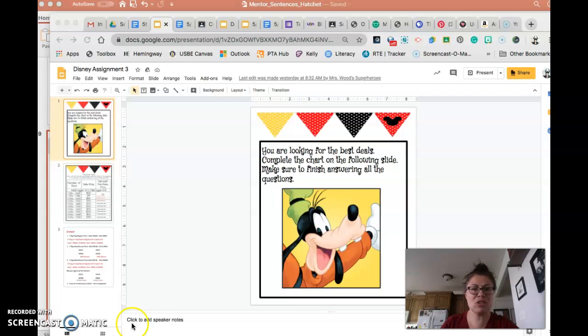All right, today is so much fun. Welcome to day 3 of Disney Week. You're going to look at the price of tickets and you're going to decide how much money you're going to save based on the deals. So we're going to pretend we're grown-ups trying to find the best deal to go to Disneyland.